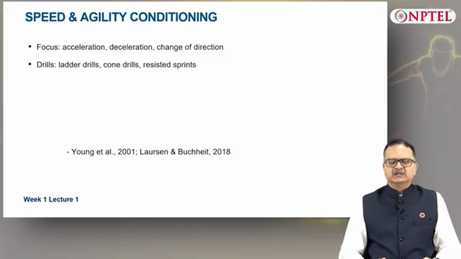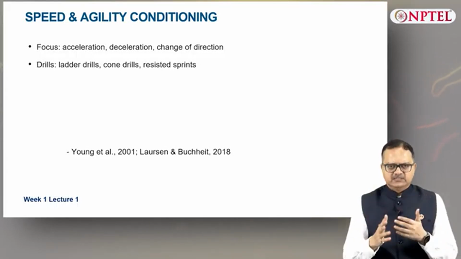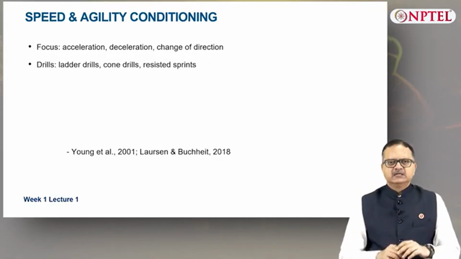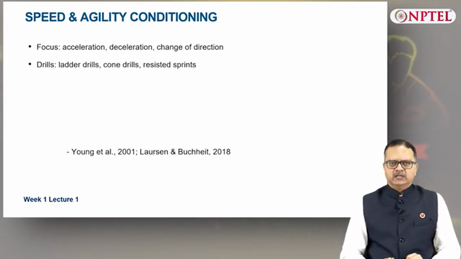Speed and agility conditioning. Basically, you're trying to improve the speed and the agility of the athlete by quick acceleration, sudden deceleration, change of direction, etc. Now, these are drills which are meant to improve the agility, the speed, and something called the reaction time. You may use ladder drills, you may use cone drills, or you may use something called resisted sprints for speed and agility conditioning.